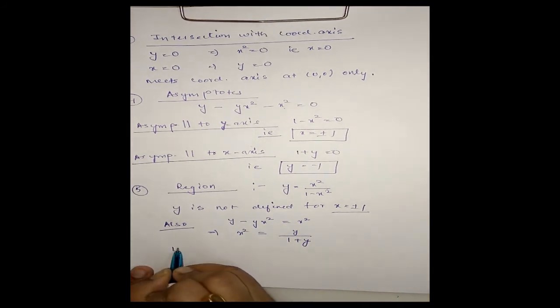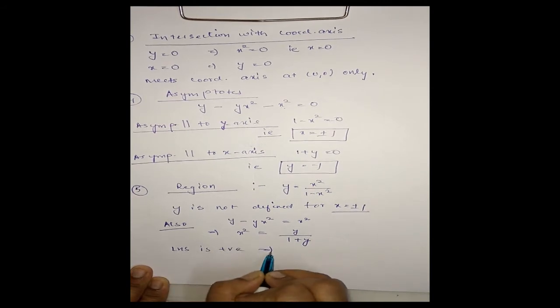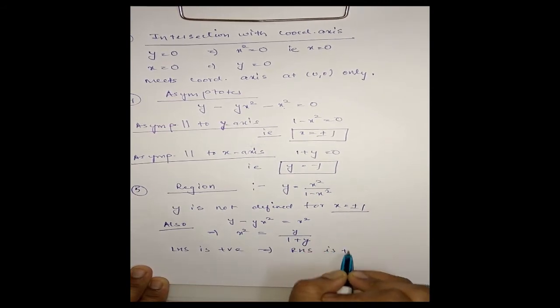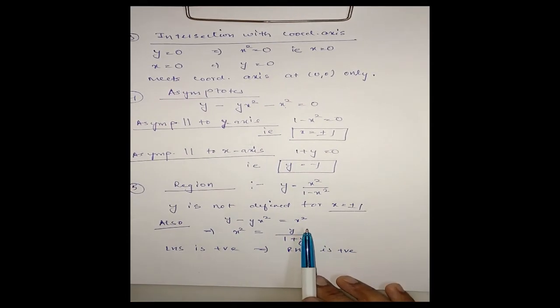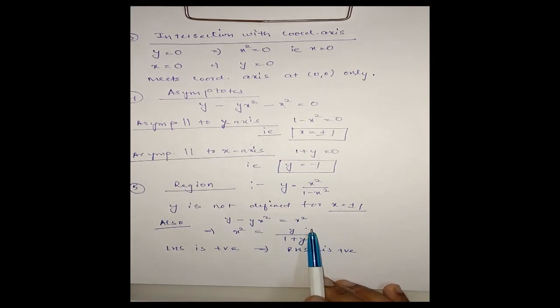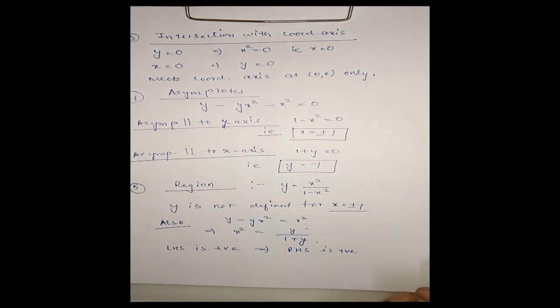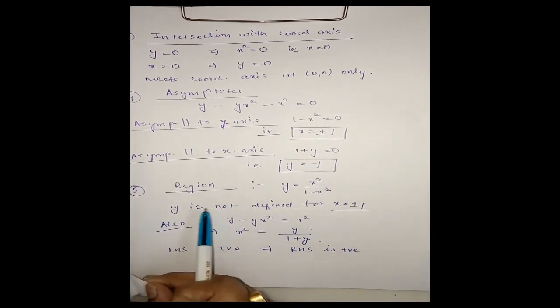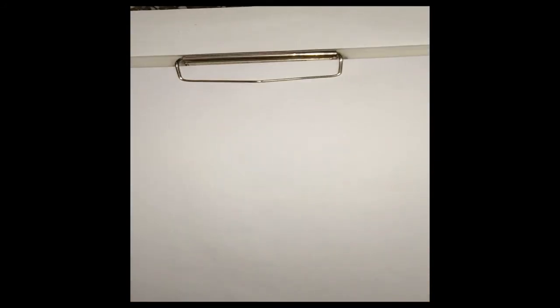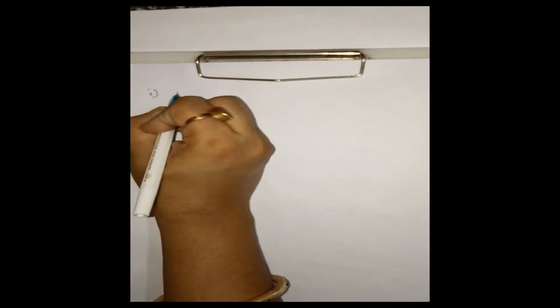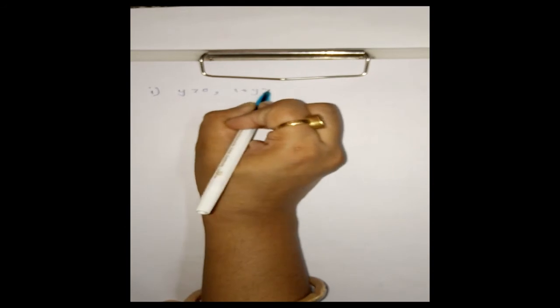Now left hand side is positive implies right hand side is positive. Now this is the right hand side. The right hand side is positive if both numerator and denominator are positive, or both numerator and denominator are negative. In both cases, the right hand side will be positive. So we have two cases: when both are positive, and when both are negative. First one is when y is positive and 1 plus y is positive.